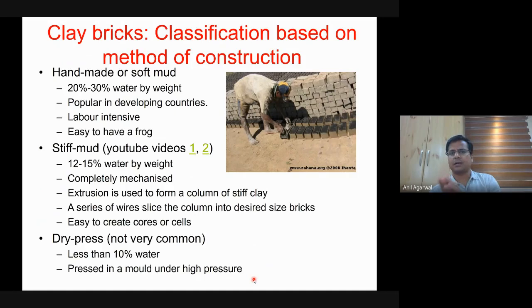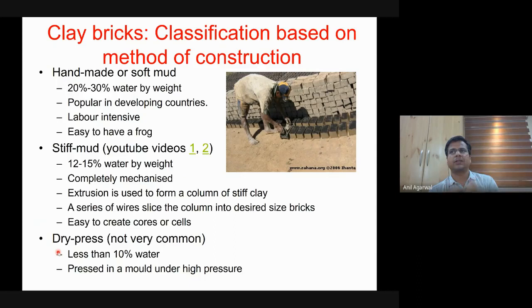Now, as far as clay bricks are concerned, there are three commonly used methods for making clay bricks. One is the handmade method. It used to be the most common way of making bricks. I think in North India, that way is still very common. The second method is the stiff mud method. This is a more mechanized method, which is also quite common nowadays, and is becoming more and more common in comparison to the first method. The third one, the dry press method, is relatively uncommon, but with this method you can get very high strength clay. What is the difference between the three methods?